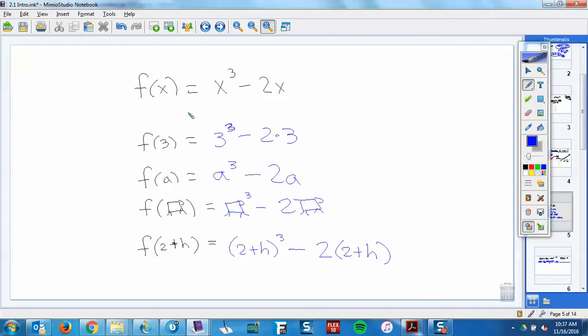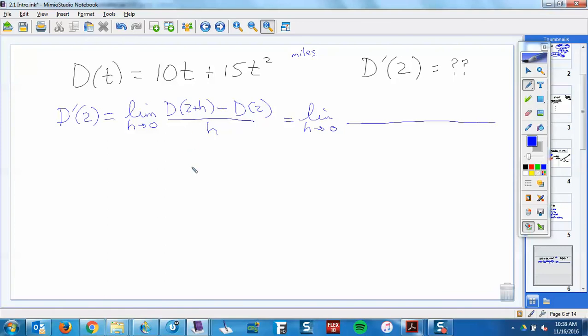Now, this is why I did this page a minute ago. Back here I said, what's f of 2 plus h? Plug a 2 plus h into the function. So what's d of 2 plus h? 10 times 2 plus h plus 15 times 2 plus h squared, right? Write that down. That's what I got. Now, all I've done so far is part 1 right there. I've taken 2 plus h and plugged it into the d function.